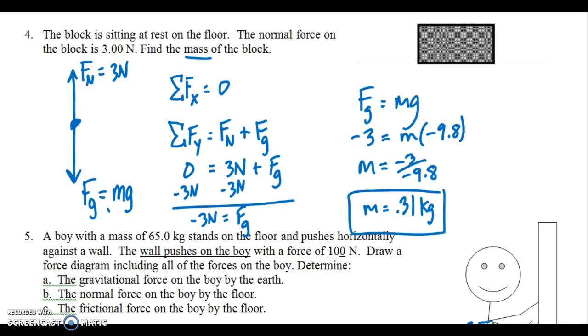Here is a summary of a handout that was done in class. A block sitting at rest on the floor. Normal force on the block is 3 newtons. Find the mass of the block.